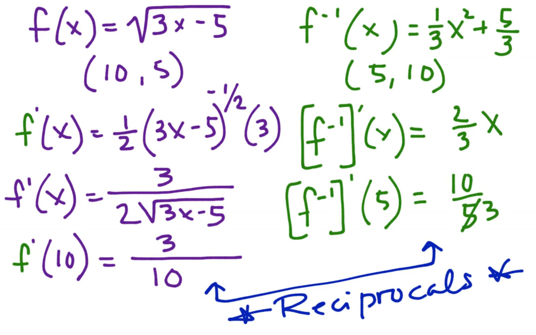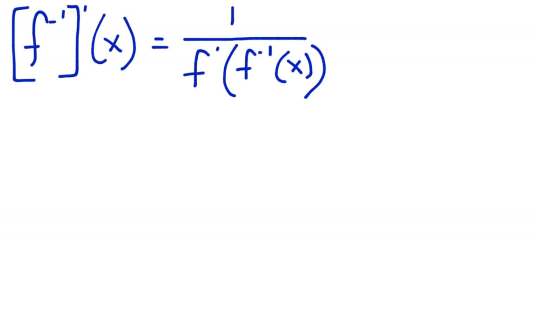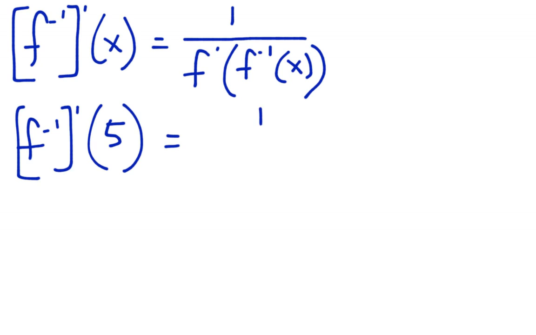All right, let's move on. All right, so the shortcut looks like this. The derivative of an inverse function is equal to 1 over f prime of f inverse of x. So, let's verify. F inverse prime of 5 is equal to 1 over f prime of inverse f of 5.